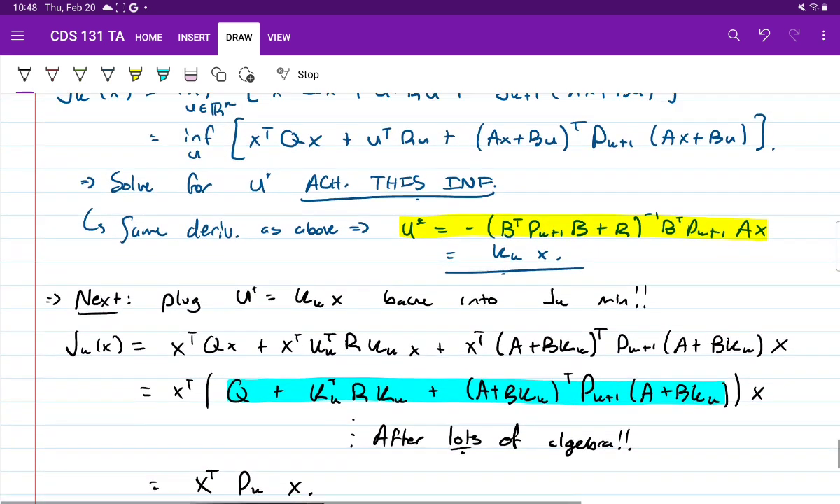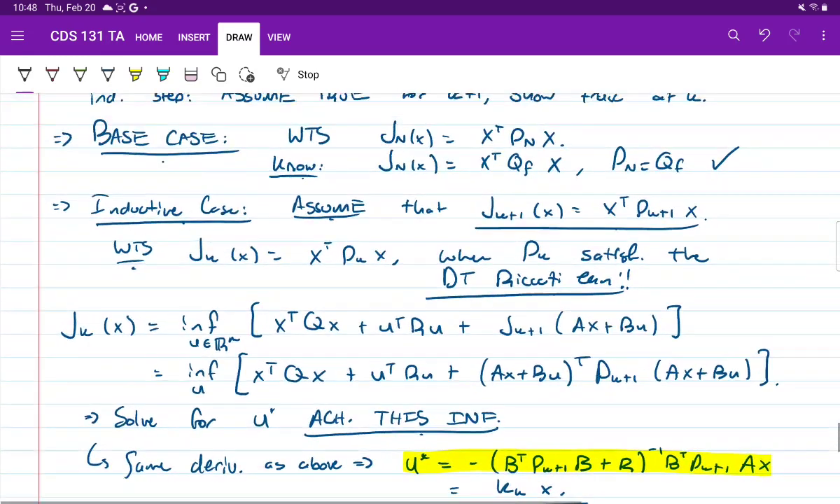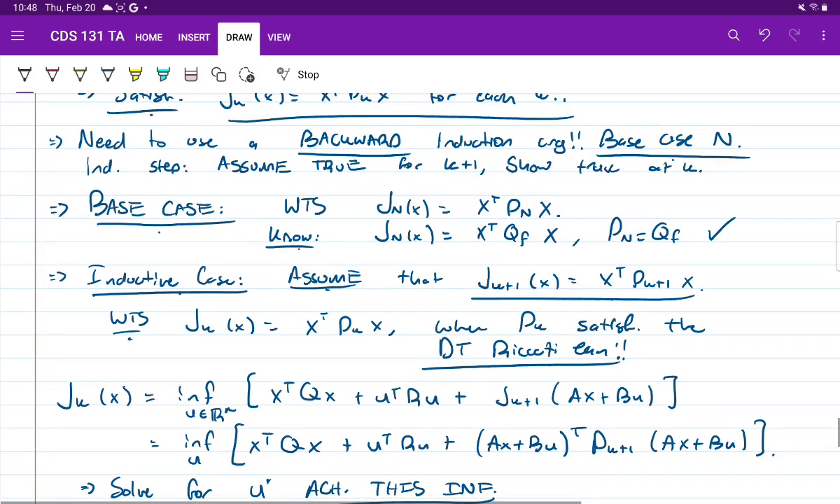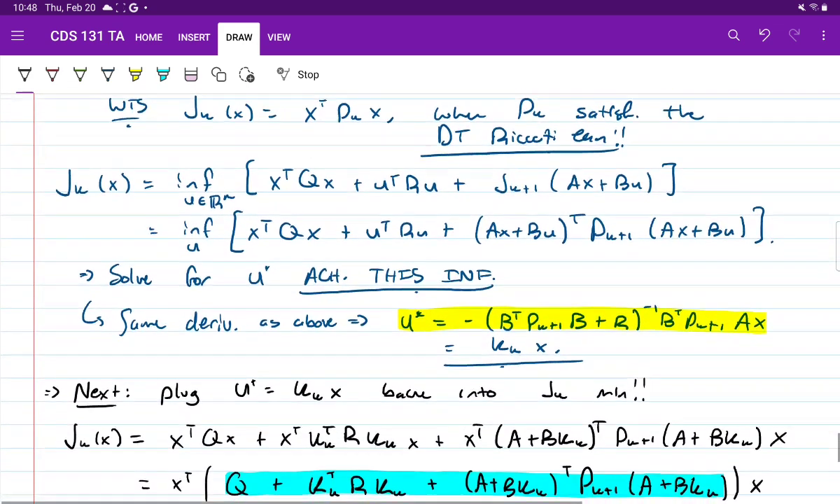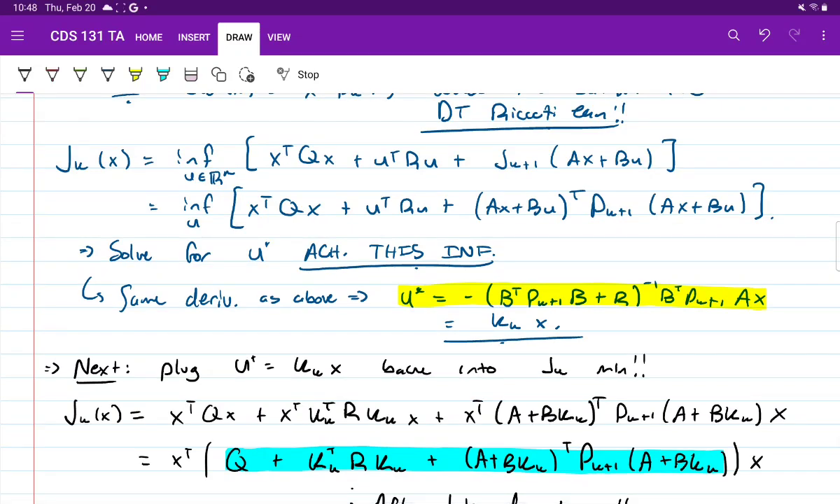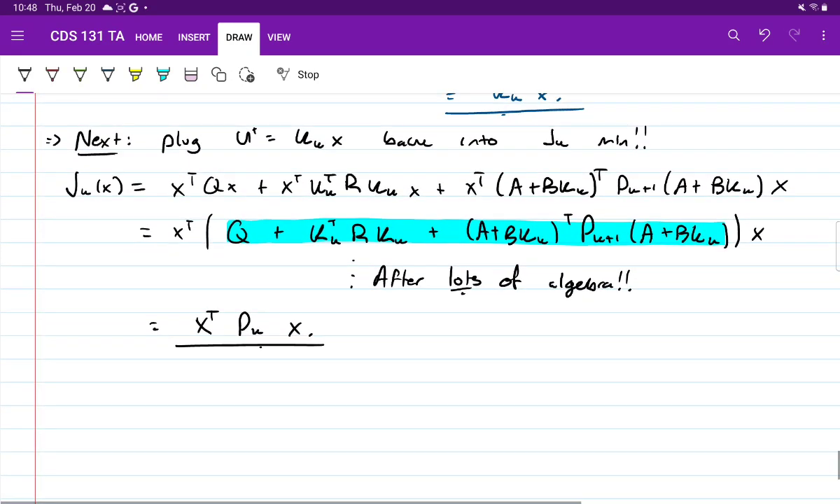All right, so this is the basic induction argument, right? What you do is you say, all right, first I'm going to show that this holds for the base case, then for the inductive case, I assume that it's true for time k plus 1. Now for my backwards induction argument, I want to go back one step and show that it holds at time k, all right? So what we did is we solved for the optimal input at time k, we plugged it back in, and after this algebraic simplification, we find that it also holds at time step k, all right? So that concludes our basic derivation.